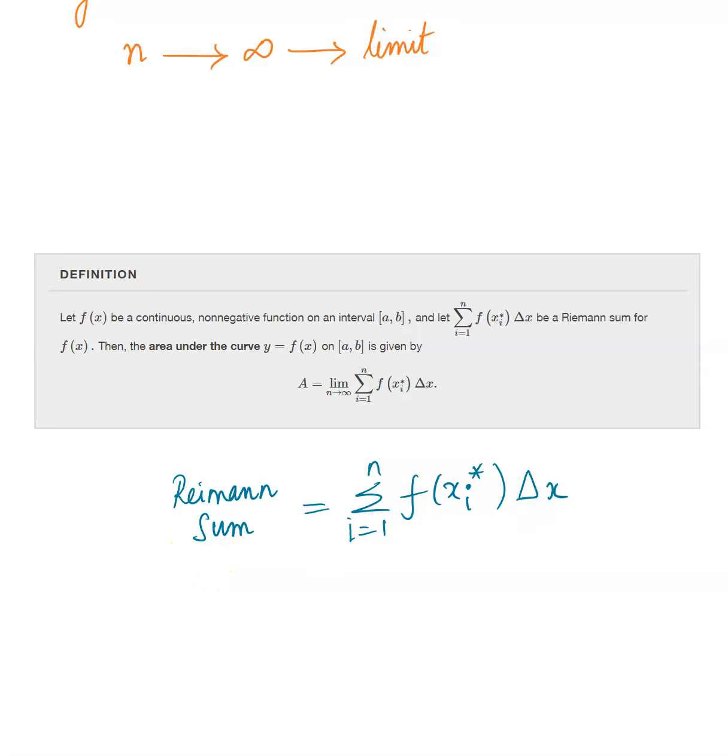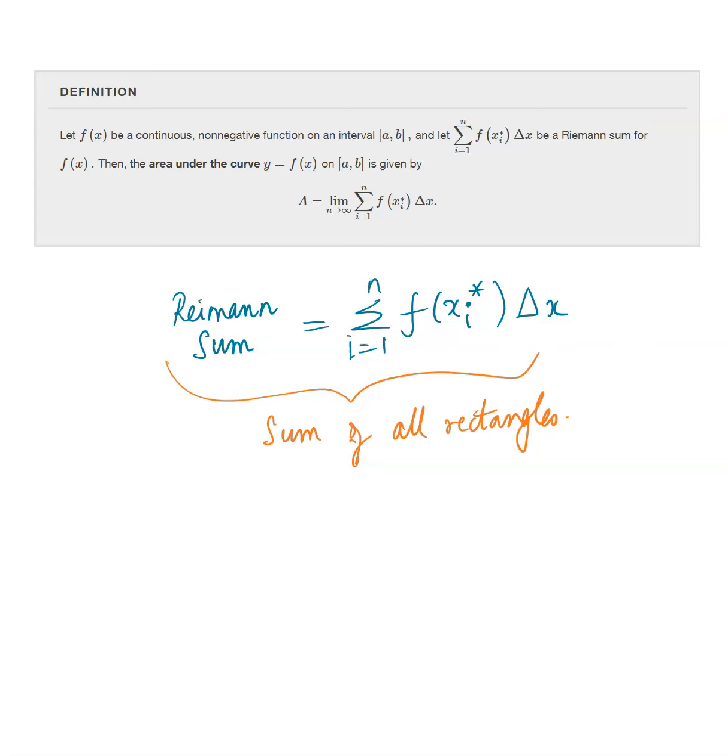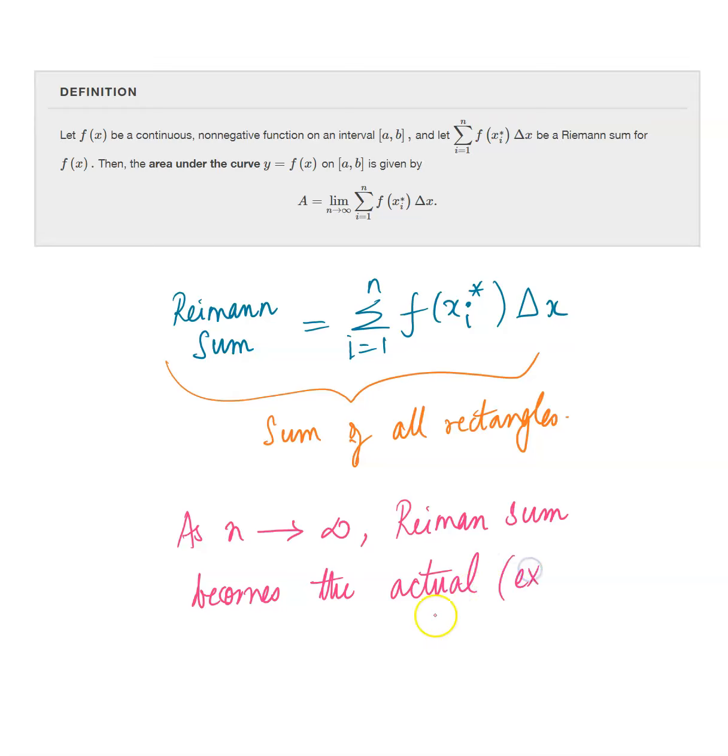So Riemann sum is the sum of all rectangles. So it's an approximation. Now we're saying as n approaches infinity, Riemann sum becomes the exact, I shouldn't say actual, I should say exact, area under the curve. Remember, we've been doing approximation all along, but we're saying if you allow n to go to infinity, so you have infinitely thin, extremely thin rectangles, then you're basically looking at the area under the curve.